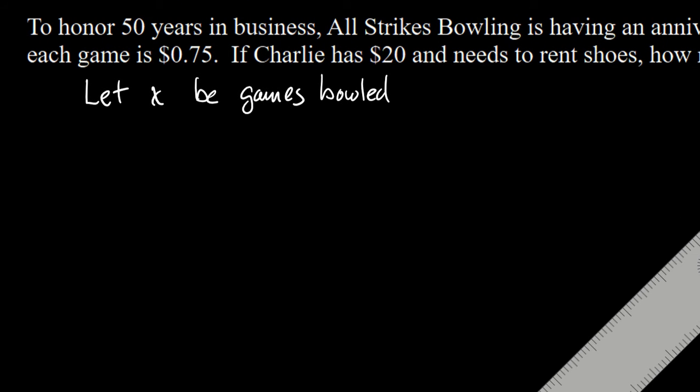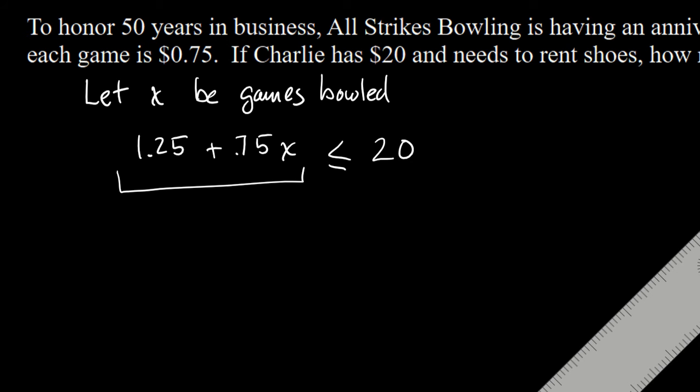So that means that this expression that I'm writing, $1.25 for the rentals plus 75 cents for each of the games, right? This expression is equal to how much money he spends if he plays X games. And we know that there's a constraint on this. He cannot exceed the $20. I'll say it can equal 20 exactly, right? If it comes out to a nice whole number, it could be equal. So again, this is the money that he has. He has $20, and the amount of money that he's going to spend has to be less than or equal to the amount of money he has available.